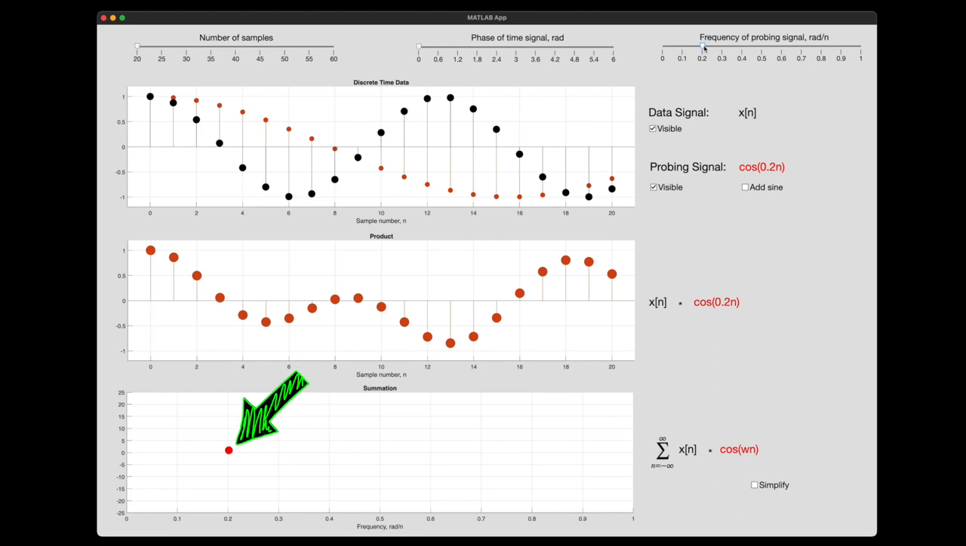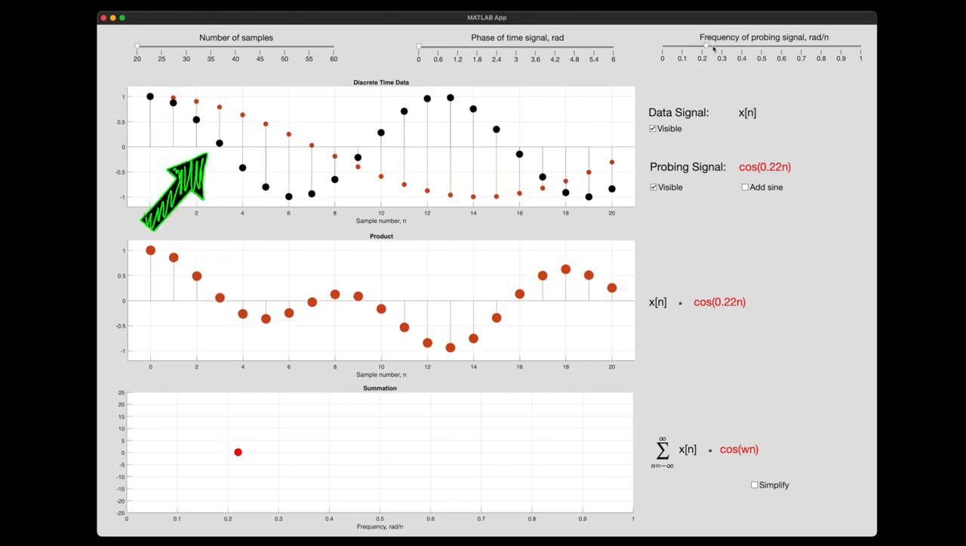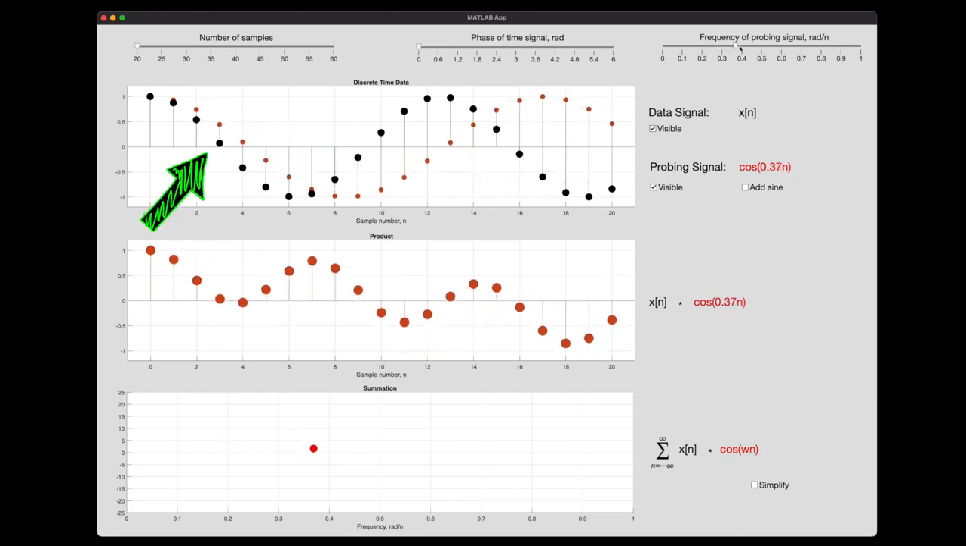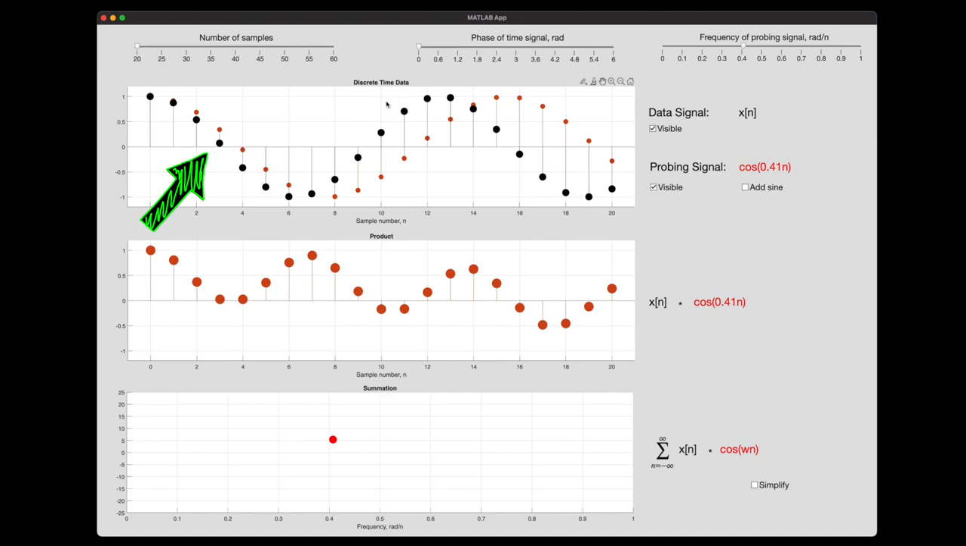So there's less correlation. We can see here that the sum across these 20 samples at a frequency of 0.2 radians per sample is just about 0. But watch what happens as the signals get closer in frequency. A larger portion of the two signals will start to match signs, which produces more adding values, and then the summation is going to get larger. And we can see here that at 0.41 radians per sample, the summation is about 5.